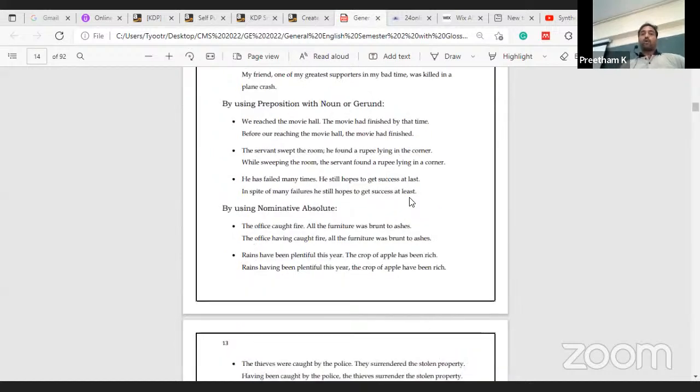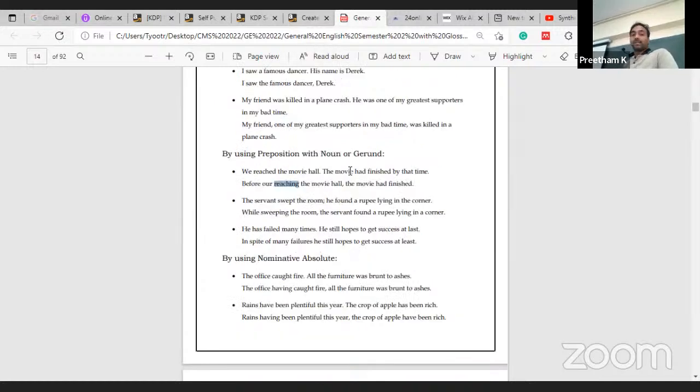We reached the movie hall. The movie had finished by that time. Before our reaching the movie hall, the movie had finished. So what is the role of reaching here? Can you people look into it and tell me? Is reaching performing the role of a verb or a gerund? So they have used the gerund to combine the sentences. What is reaching here? Is it a verb or a gerund? It is a gerund. Okay.